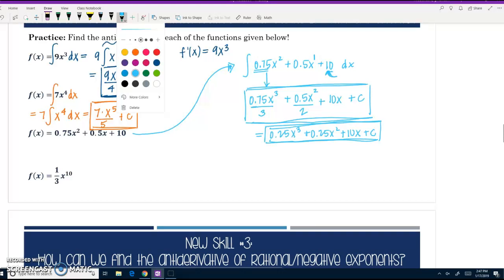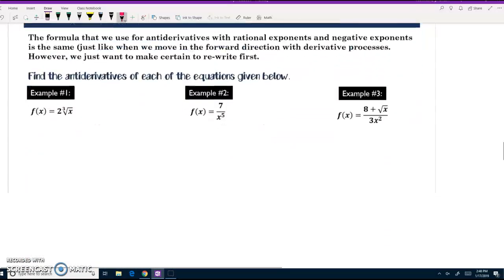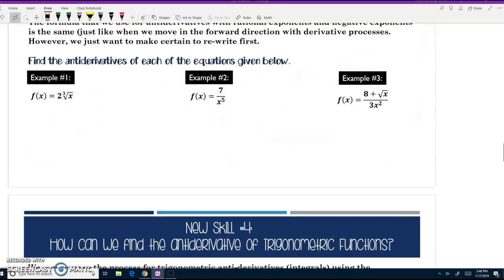Last one is just a single term fraction down here. So we have f of x equals 1/3 x to the 10th. So if I integrate this with respect to x, we could pull the 1/3 out in front. And then we've got x to the 10th dx here. So I'm going to increment up my 10 to 11, and I divide that by 11 as well. So if I want to write this out, I'm just going to simplify this guy to 1/33 x to the 11th, plus I'm bringing along the constant there. So that's our basic operation when it comes to integrals and antiderivatives.